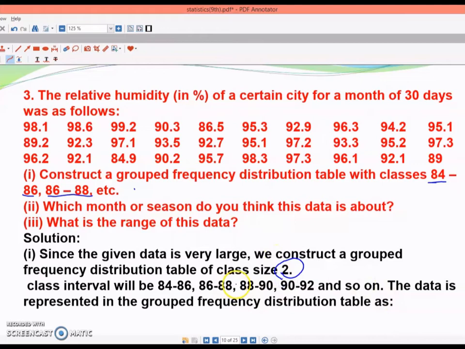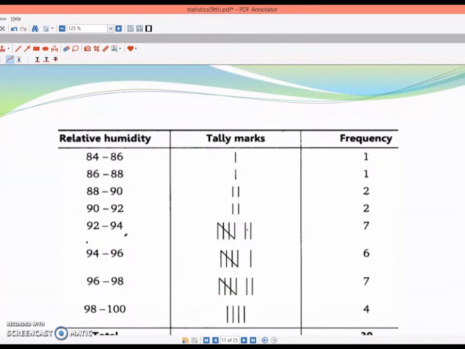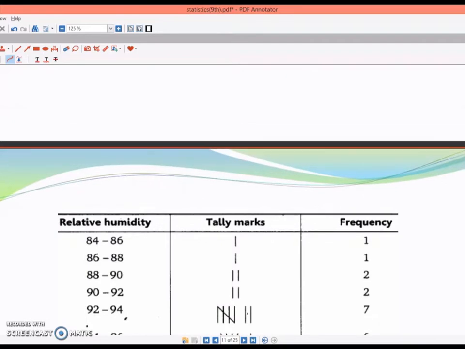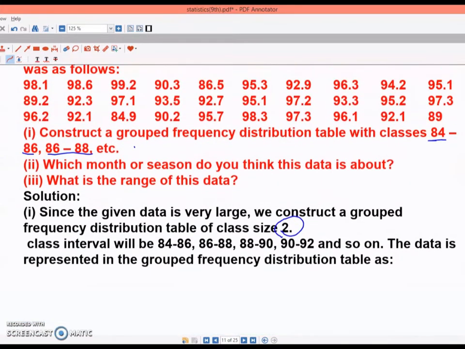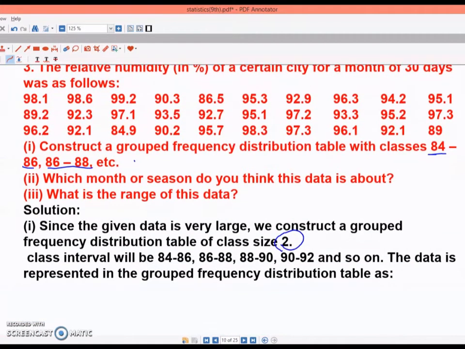If in any question the class size is not specified, then it is up to you. You can take whatever class size you want. So this is the way the data will be arranged. Between 84 to 86, from the data it was found that there is only one day that relative humidity was between 84 to 86. So that you have to check from the given data.